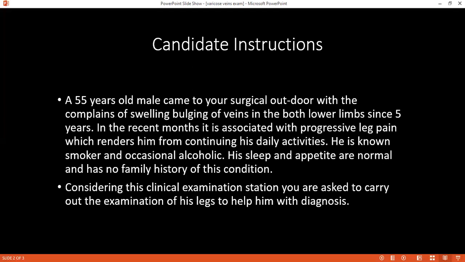Hello, good morning. My name is Dr. Ulfat and my candidate number is 3191. Can I please confirm your name and date of birth? Yes, Smith, 55 years old. Nice to meet you, Mr. Smith. Today I have been asked to examine your lower legs. This would include me looking at them, feeling them, and also performing some movements on them. Is that all right with you?